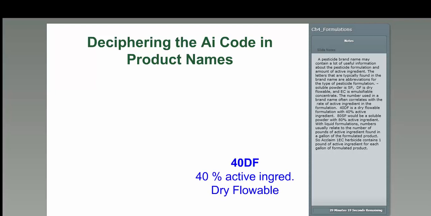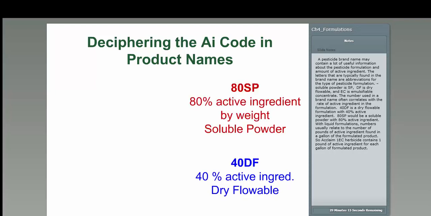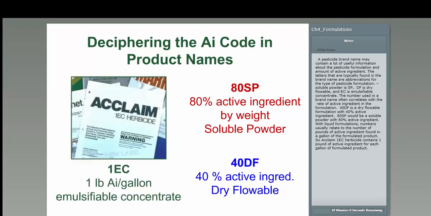40DF is a dry flowable formulation with 40% active ingredient. 80SP would be a soluble powder with 80% active ingredient. With liquid formulations, numbers usually relate to the number of pounds of active ingredient found in a gallon of the formulated product. So a Claim 1EC herbicide contains 1 pound of active ingredient for each gallon of formulated product.